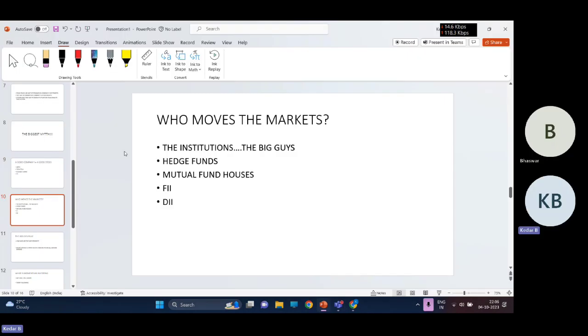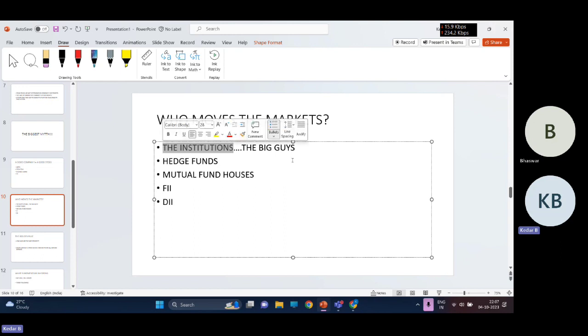Okay, you will get a fair idea by this. So who moves the market? It's not me or you. It's not our friends. It's not those rich people. I mean, rich means not crorepatis. I'm talking about those who invest in lakhs. Some of our friends put 5 lakhs in one stock, or 10 lakhs and so on. Even they do not move the market. The market is moved only by the institutions, the big guys.